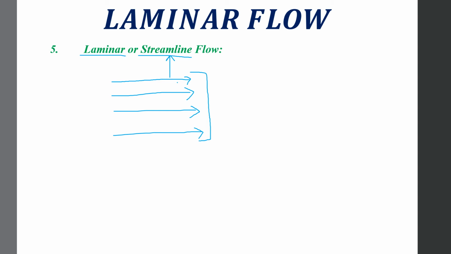In any channel, there may be a closed conduit, a pipe flow, pressurized flow, or there may be an open channel flow. So if there is no disturbance in the flow, that flow is likely to be laminar or streamline flow. Simply, we can define that if a flow is flowing in a regular manner, with no disturbance in the flow in any channel, then that flow may be a laminar flow.